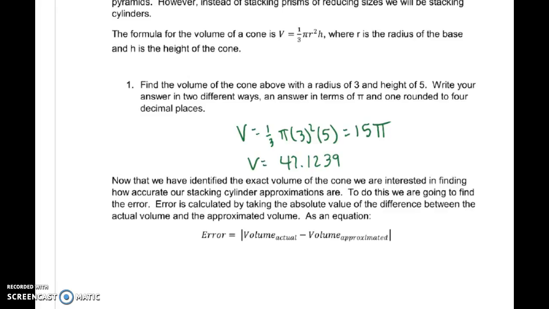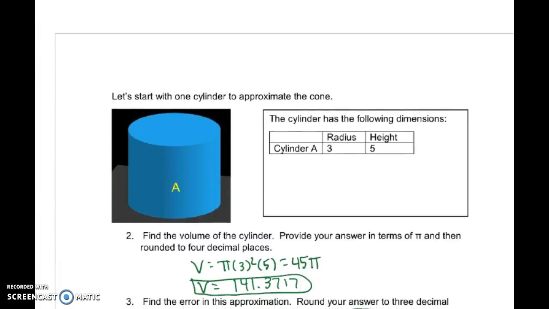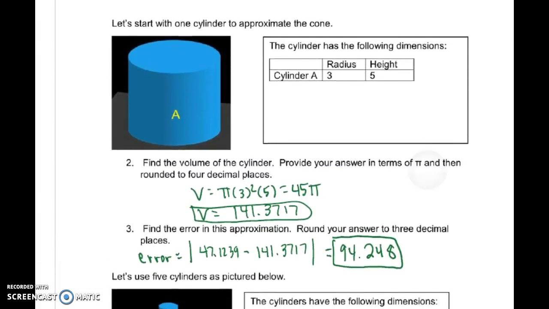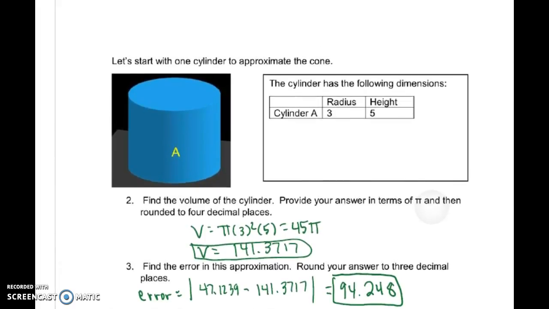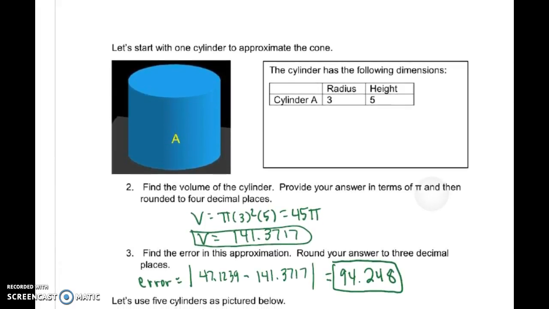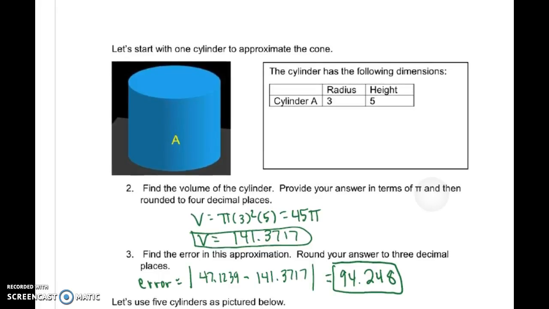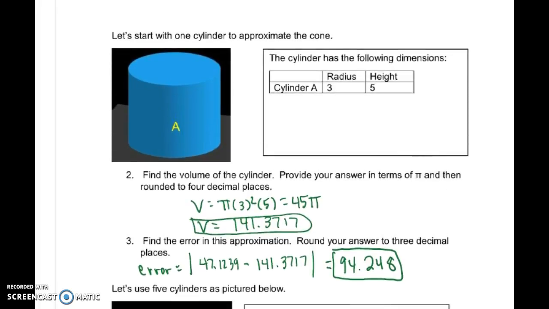To find error, you're going to take the actual volume that you calculate and subtract off the approximated volume. Then take the absolute value of that, because we just want to know how far away from the original it's actually going to be. So with one cylinder, the actual volume was 47.1239. The one cylinder approximation is 141.3717. A terrible, terrible approximation. 94.248 we're off by. Essentially twice the volume is our error.